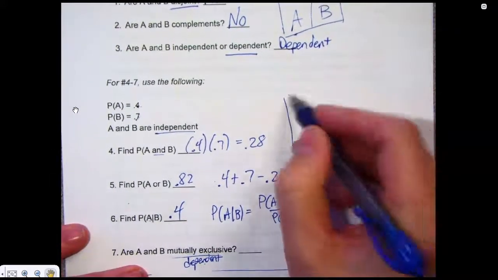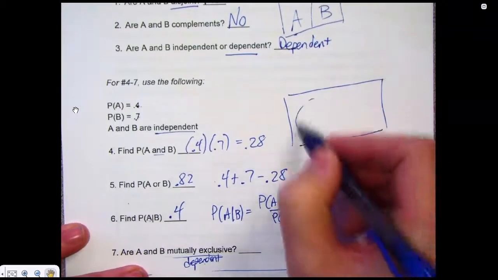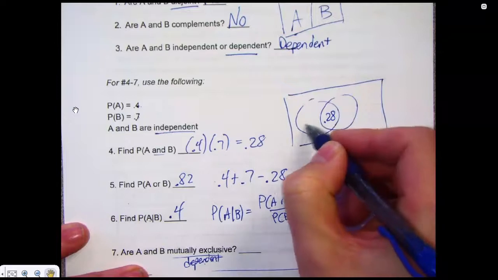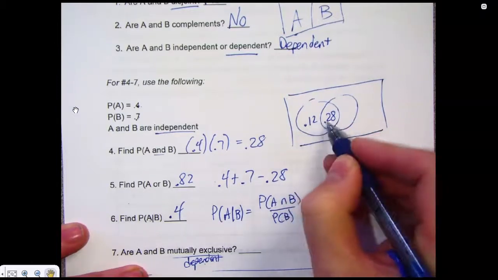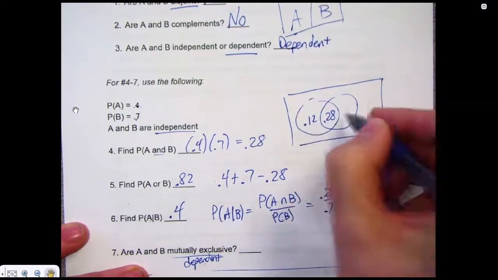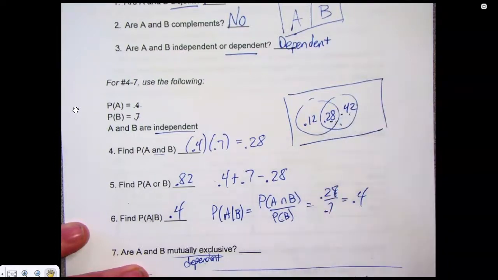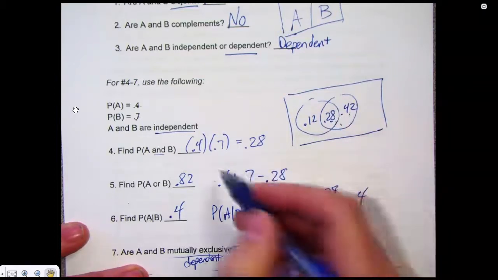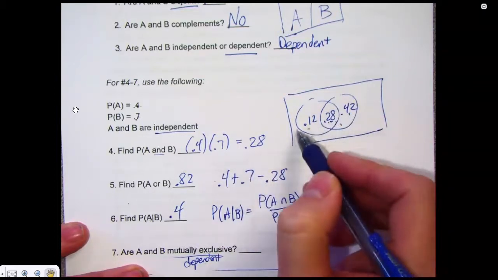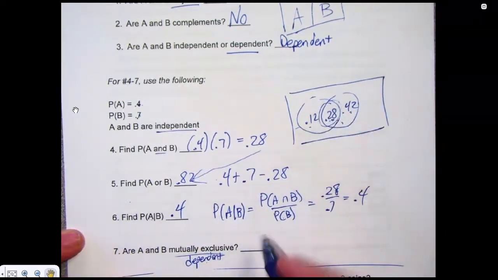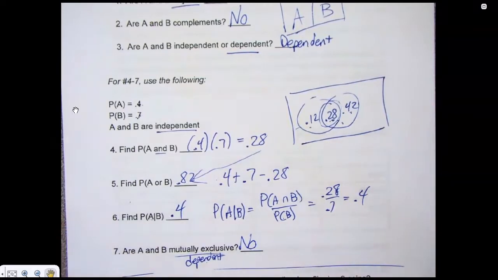Another way is if you thought about a Venn diagram here, like if you constructed one based on what we have so far, this is 0.28. This would be like 0.12 because these have to add up to 0.4. This would be 0.42 because these have to add up to 0.7. And if you add up these three numbers, you'll actually get that answer there too. But there's overlap. As soon as there's overlap, the two events are not mutually exclusive.